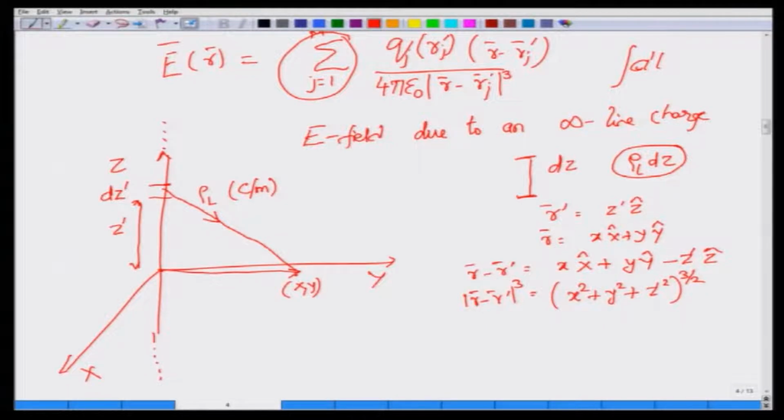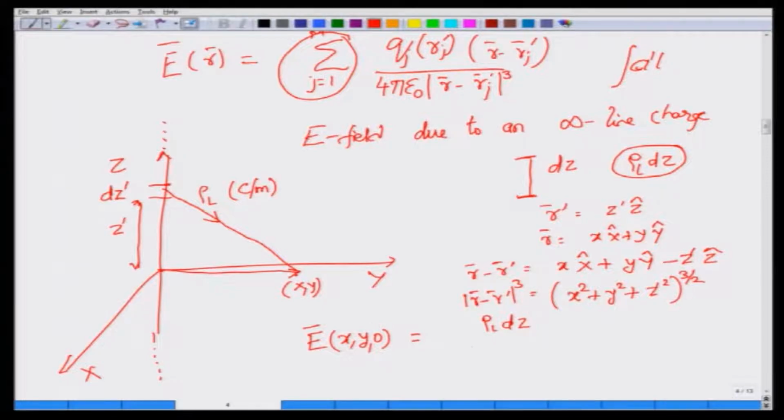Okay. Now, I can put down all these quantities inside the integral and I can find out what is the electric field at the position x, y and 0, that is at the z equals 0 plane at any point x and y. Okay. So, this will be equal to what is the source charge value here? The incremental charge will be rho L dz, okay.